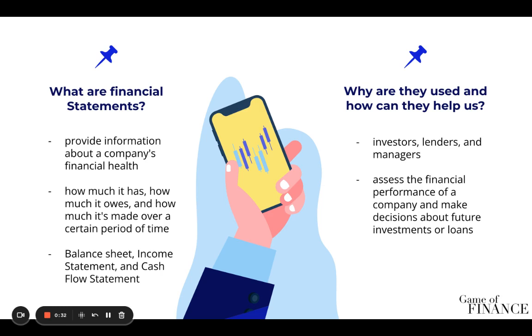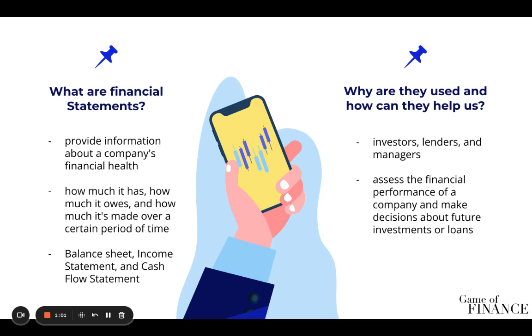In simple terms, financial statements are reports that provide information about a company's financial health. They show how much money a company has, how much it owes, and how much it's made over a certain period of time. There are several types of financial statements that companies use to communicate their financial information. The most common types of financial statements are the balance sheet, income statement, and cash flow statement.